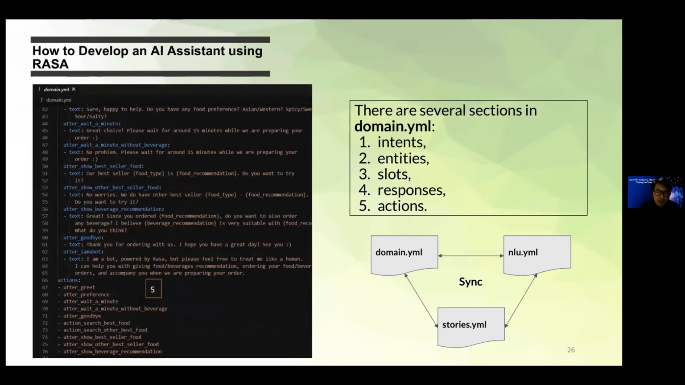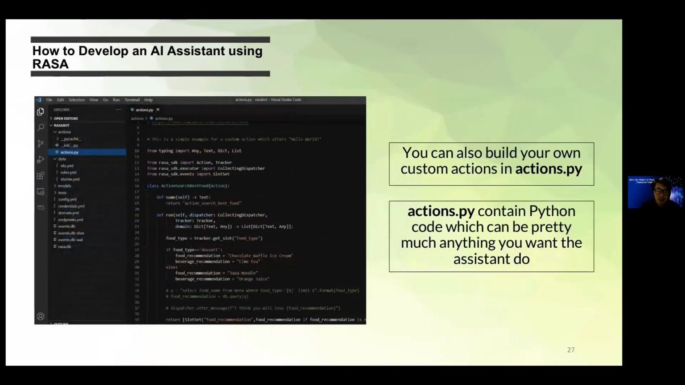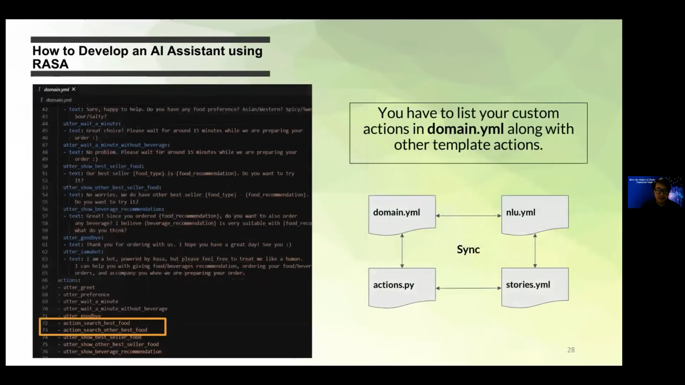Okay, so this is the example of other actions that can be done by Rasa. If you want to build a custom function to call an API, or even incorporate the recommender system model, which is written in Python, then you can do that in this actions.py. This Python file can be used for pretty much anything you want the bot to do. And make sure if you use custom actions, then you have to list your action names in the domain.yaml along with the other template actions. Yes, this is what I mentioned about.